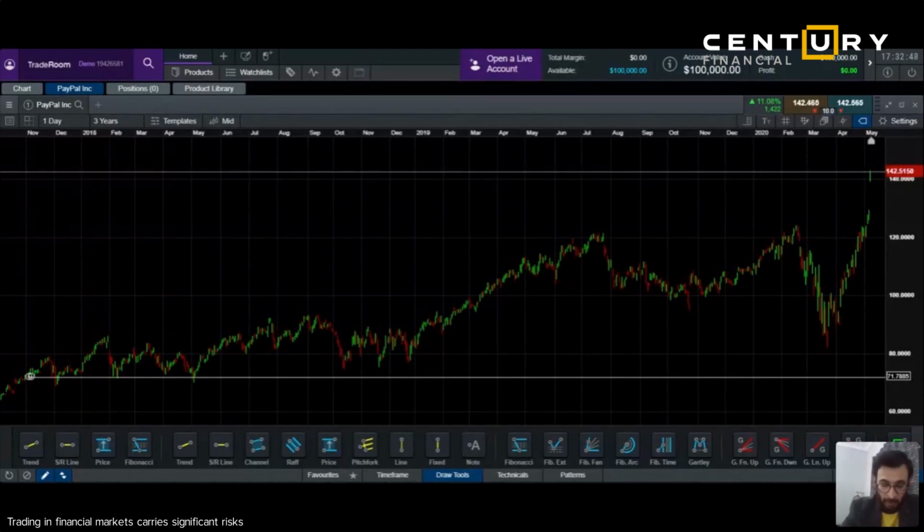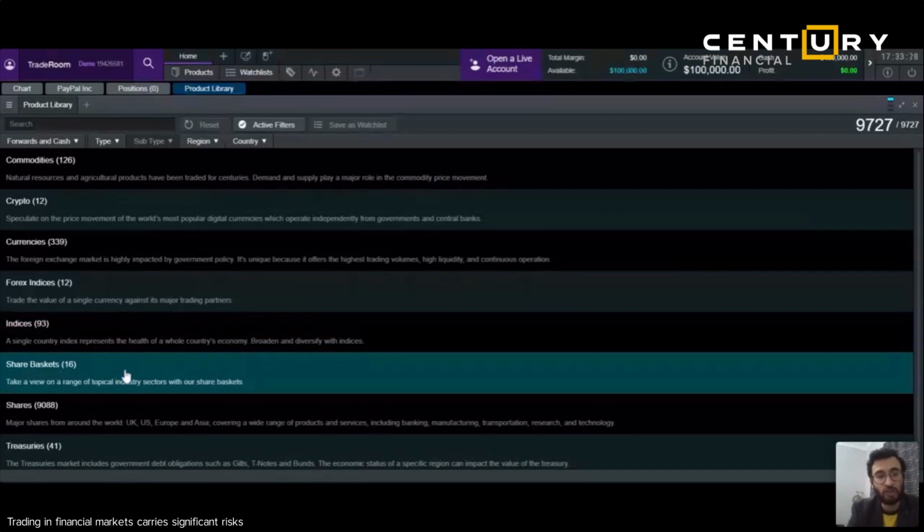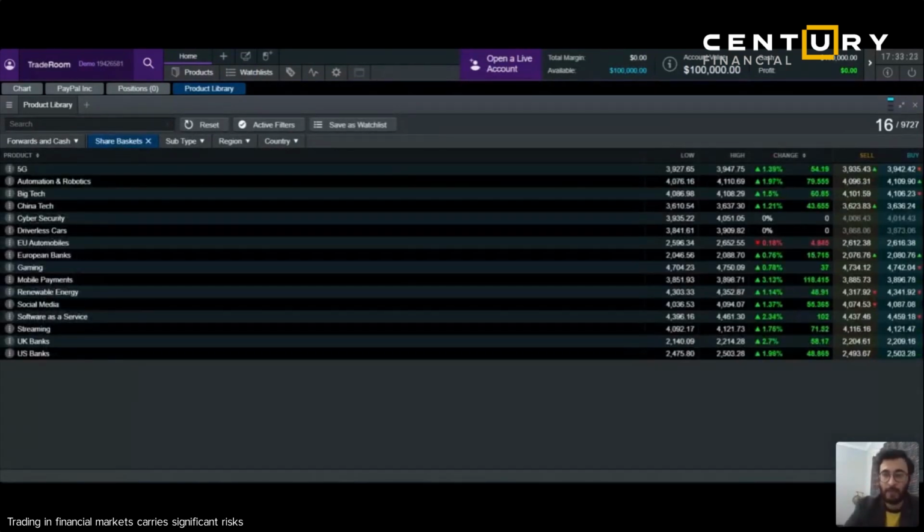So mobile payments or digital payments, as we normally call it: 70% of the transactions in the world happen in cash. And this is the time when digital payments or digital payment gateways will be needed more than ever. So we are looking at companies like Mastercard, Visa, PayPal, and the entire basket. Only on this platform, when you go to the product library, you will be able to find something called share baskets. Share baskets give you a diversified exposure to a particular theme. So many of you have seen stock market indexes.